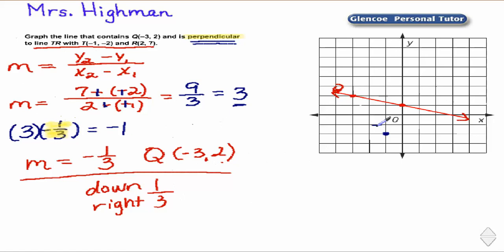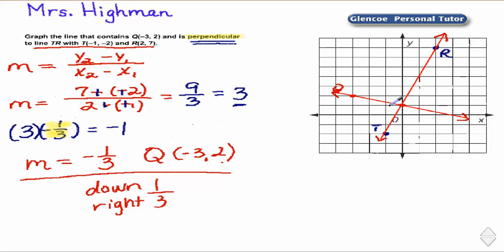That's point T. And point R is (2, 7). So we're going to go 2 to the right and up 7. 1, 2, 3, 4, 5, 6, 7. And that's point R. And now we can connect those 2 points for our second line. And again, we'll put arrows at the end.